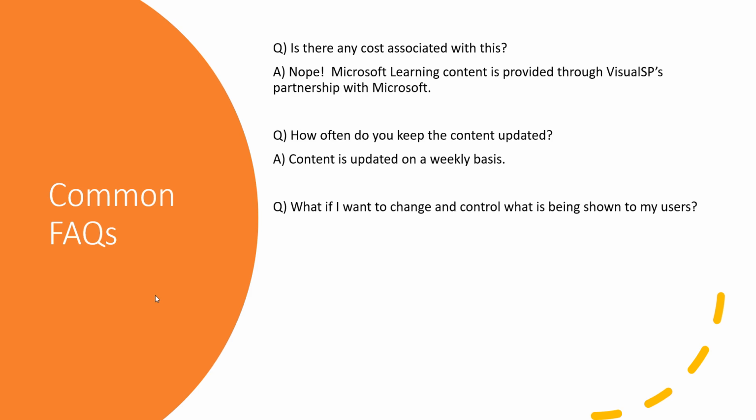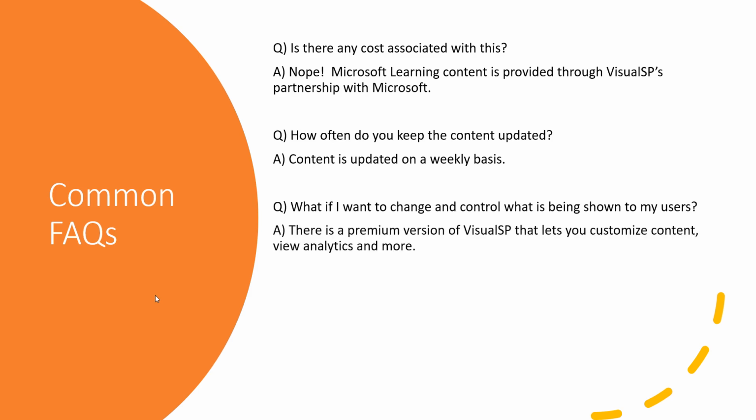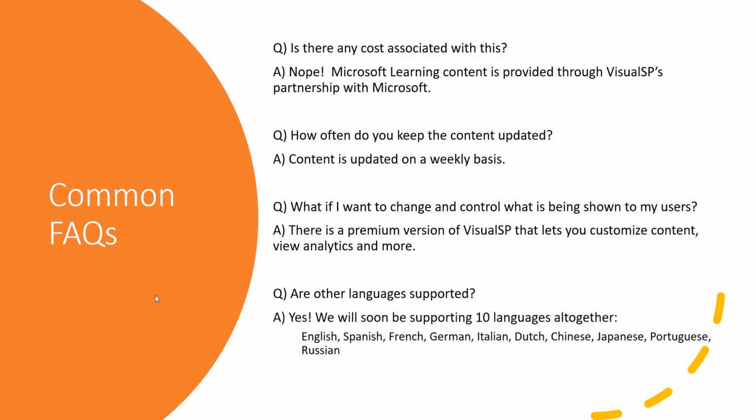Now, if you want to change and control what is being shown to users, there is a premium version, as I was saying before, of VisualSP that lets you customize content, view analytics, and more. And I'll show you that as well in a little bit. Are there other languages supported? Yes, we'll be supporting 10 languages altogether, and that should be coming out very soon. So that's going to be English, Spanish, French, German, Italian, Dutch, Chinese, Japanese, Portuguese, and Russian.